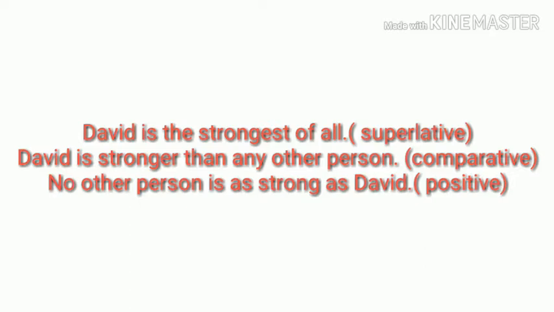Now let's see how to change the sentence into comparative and positive degree. Their meanings won't be changed. David is stronger than any other person is said to be comparative degree. What is the positive degree of it? No other person is as strong as David.